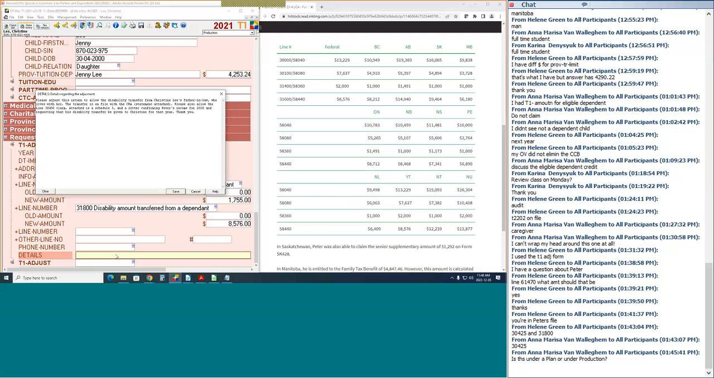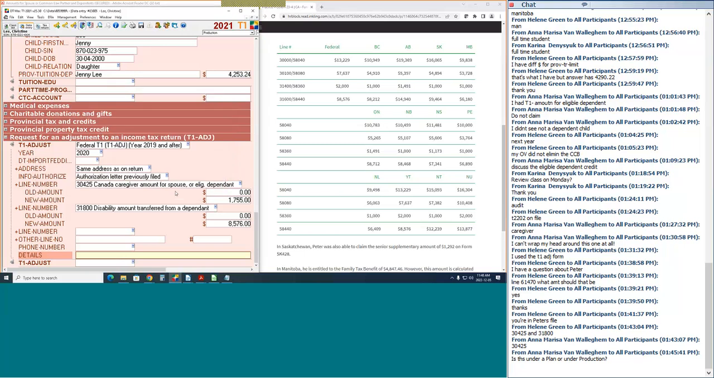It is nice to be nice to the agents. They get to know you if you do a lot of these. If you are complete and you have everything you need and you are nice to them, they will do your returns, your adjustments faster. So always be kind and thorough. All right, then I'm going to hit save, and it's going to have all those details.